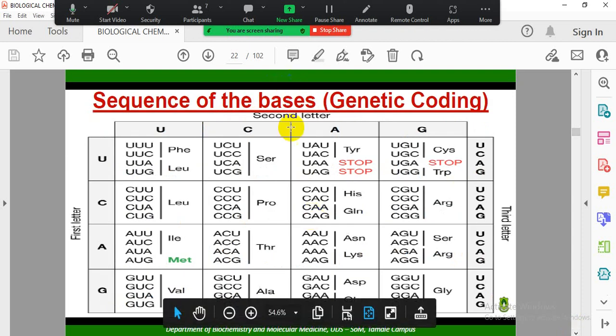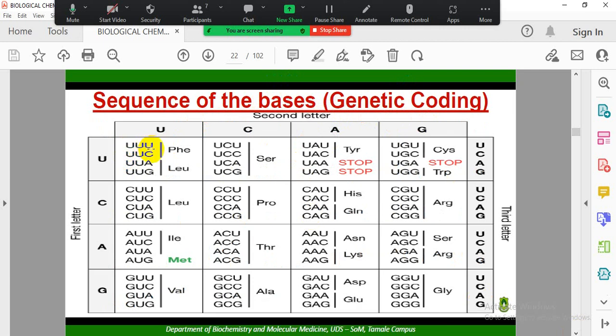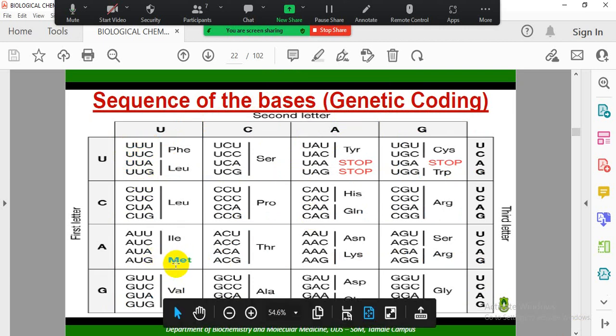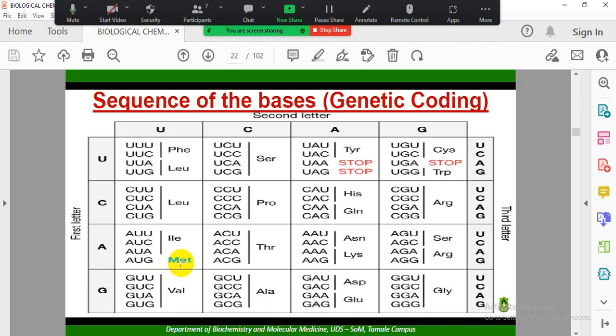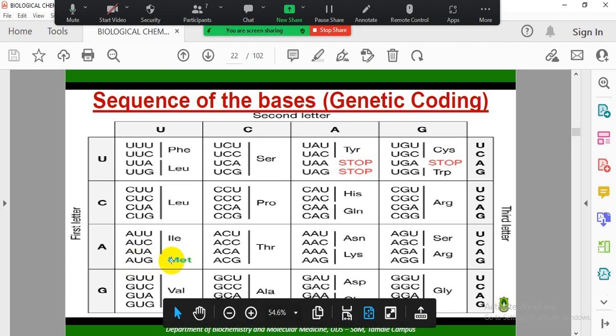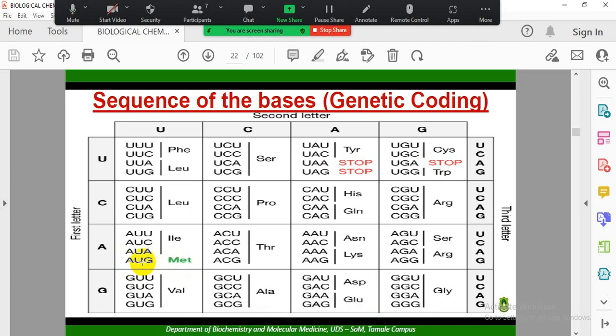So this is the genetic code. Let me explain something. When there is translation, translation is the production of protein. Every protein or polypeptide starts with AUG. And AUG codes for what? Methionine. And that is called the start codon. And the code is 3. Each genetic code has 3 nucleotide units.